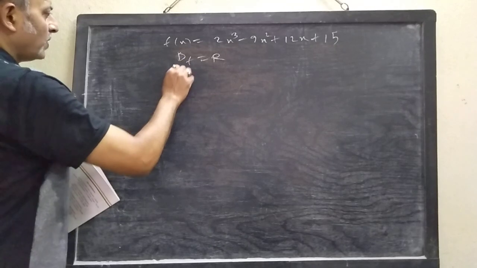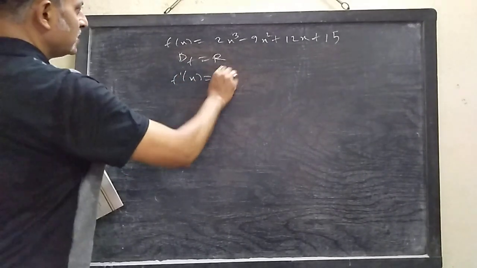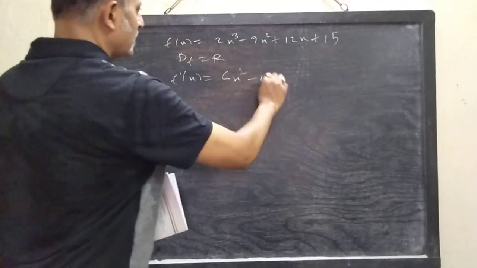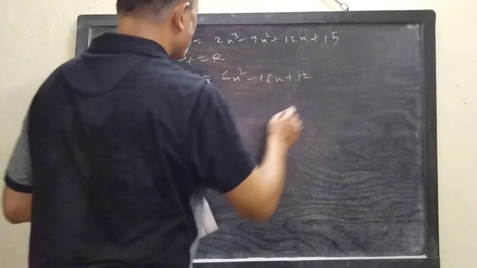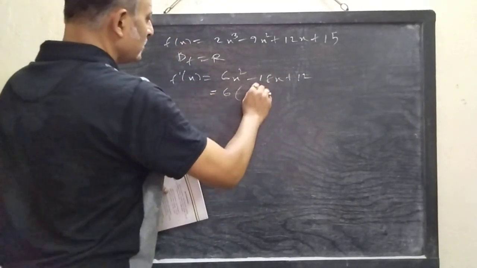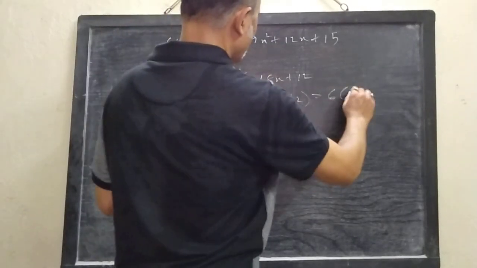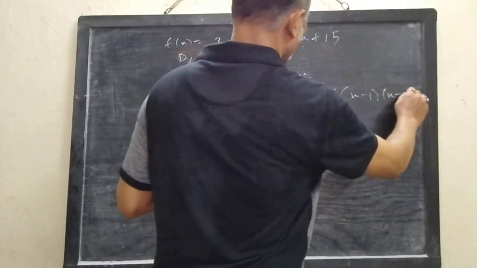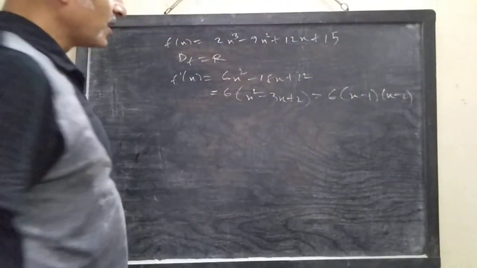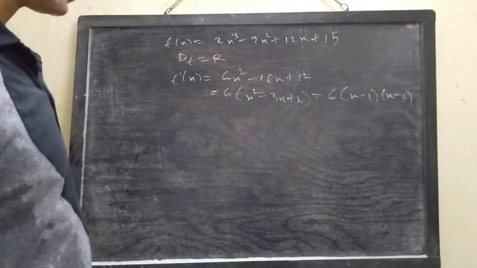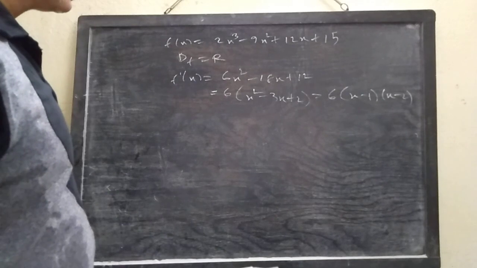Now find its derivative f dash x. This will be 6x square minus 18x plus 12. Take 6 common, x square minus 3x plus 2. So factorize it. You will get 6 into x minus 1 into x minus 2.